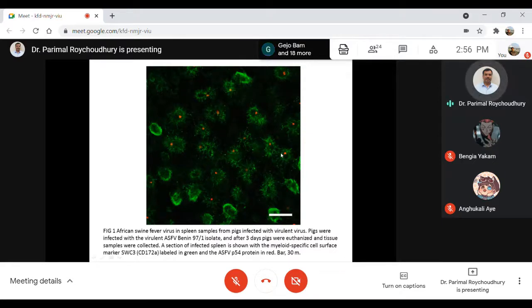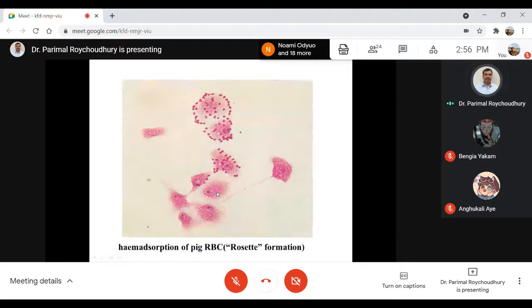This is against the P54 protein of African swine fever, using a different kind of dye called rhodamine dye, that is red in color. And the green fluorescence are the splenic cells, to detect the myeloid cells. And they could detect that within the myeloid cells, the virus growth has taken place. So these red dots are the positive FAT slides of African swine fever virus.